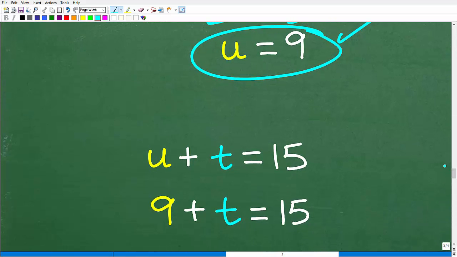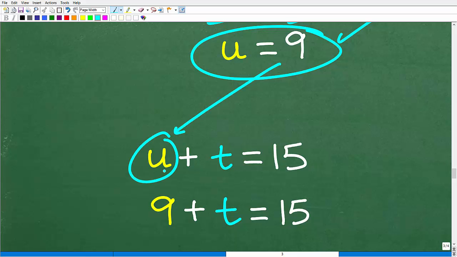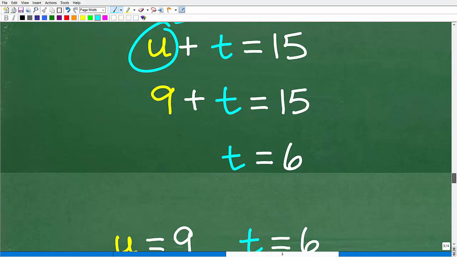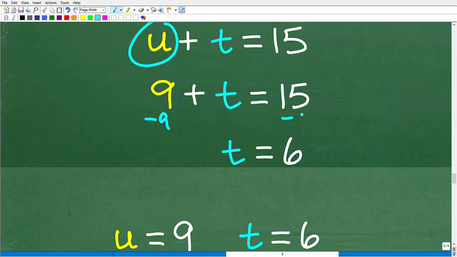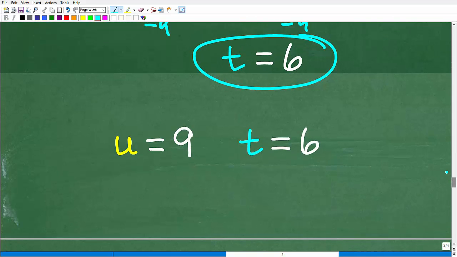So the second equation is u plus t is equal to 15. We know what u is equal to, it's 9. So we'll replace this u with 9, so 9 plus t is equal to 15. So to solve for t, all we have to do is subtract 9 from both sides of the equation, and we get t is equal to 6. All right, so t is equal to 6, and u is equal to 9.